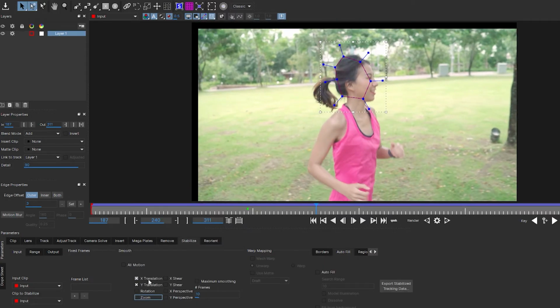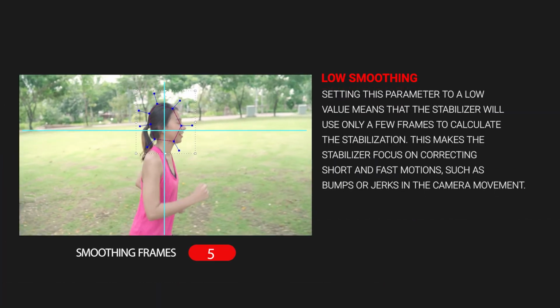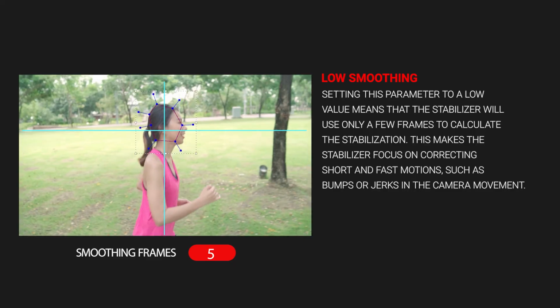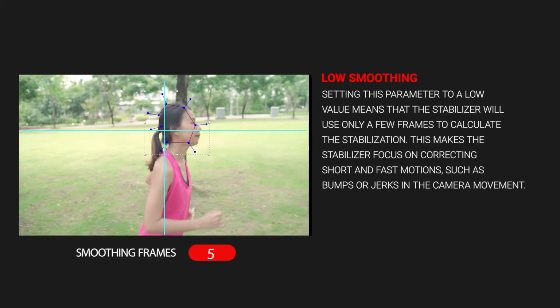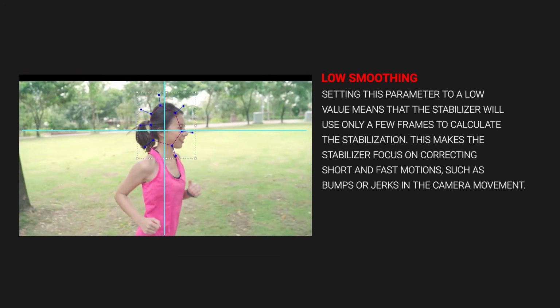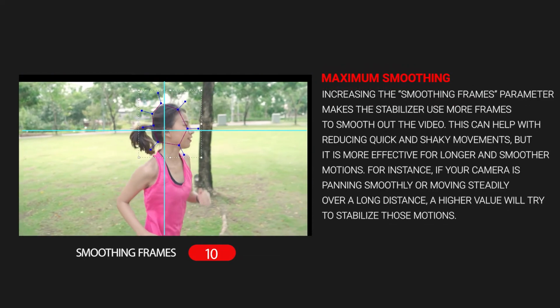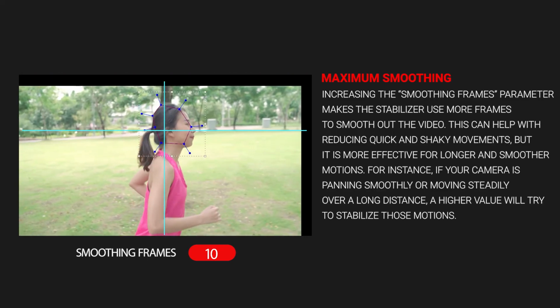Smoothing frames can be a game changer for stabilization. Setting this parameter to a low value means that the stabilizer will use only a few frames to calculate the stabilization. This makes the stabilizer focus on correcting the short and fast motions such as bumps and jerks in the camera movement. Increasing the smoothing frames parameter makes the stabilizer use more frames to smooth out the video.